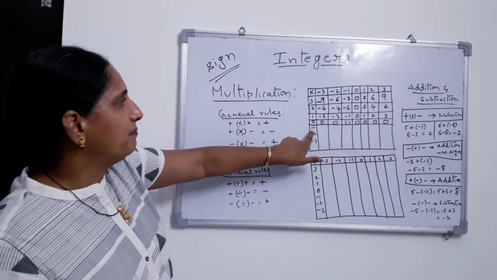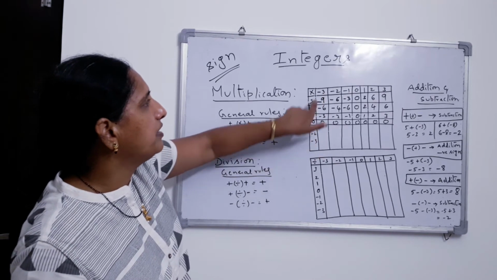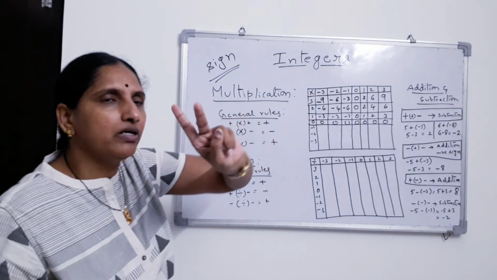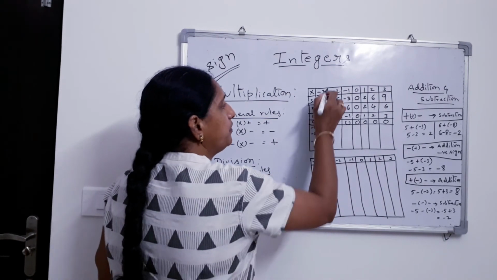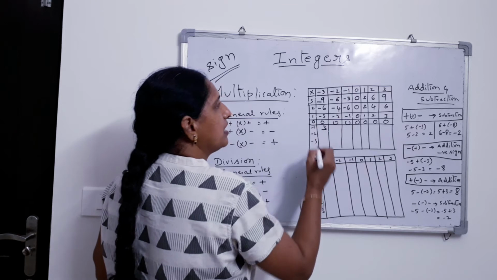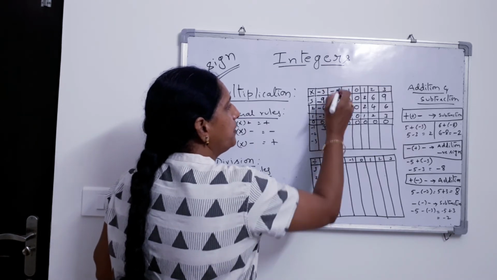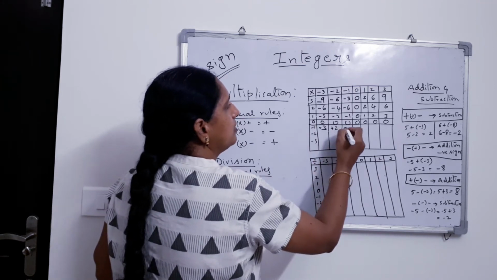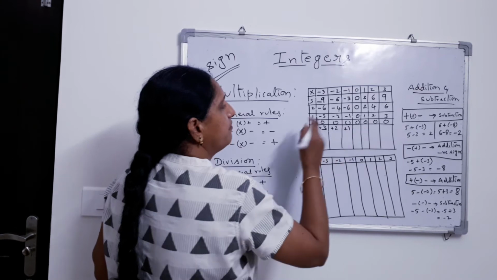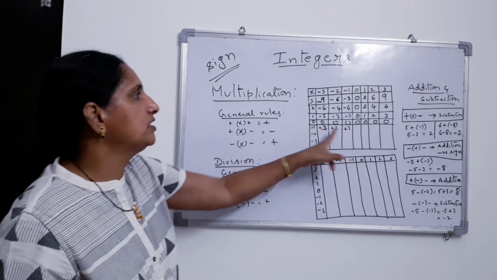Now comes the point. Minus 1 into minus 3. How many minuses are there? 1 and 2. Even number of minus, so you will get plus. So 1 into 3 is 3, plus 3. So now here also, everywhere you will be getting plus: 1 into 2, 2, plus 2, plus 3, plus 1. 1 into 1 is 1. Minus into minus is plus. Minus into minus is plus.